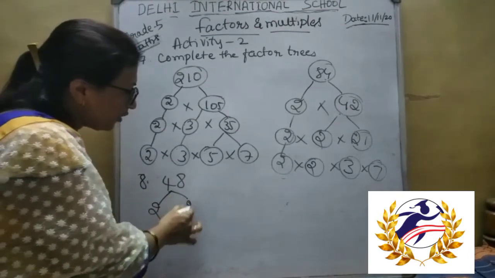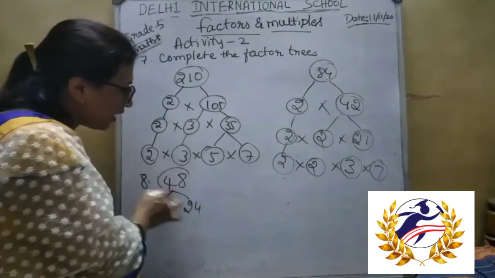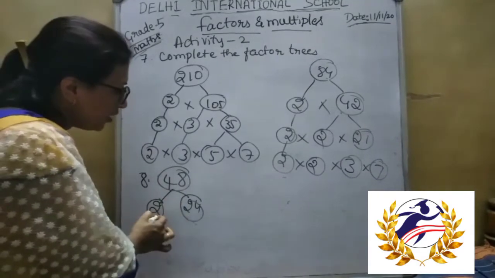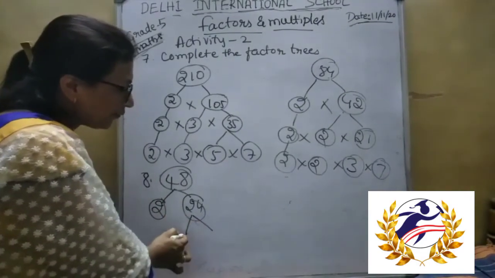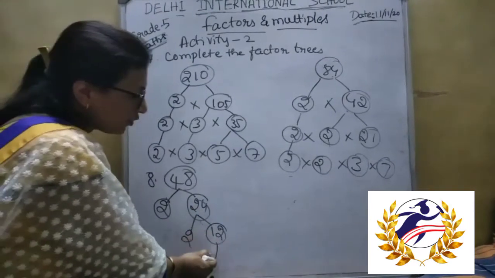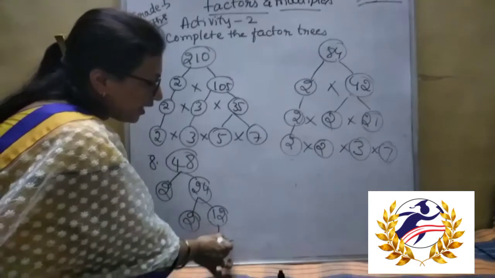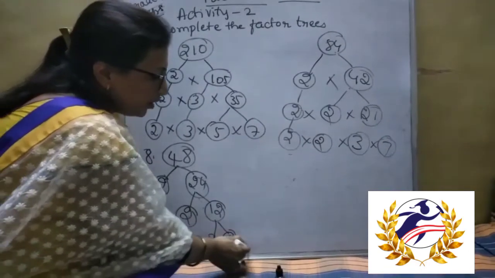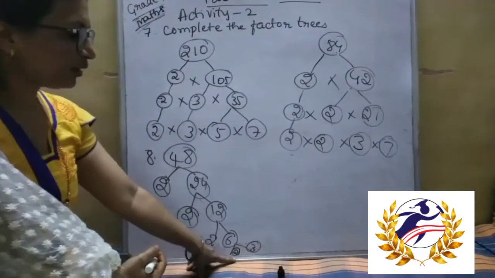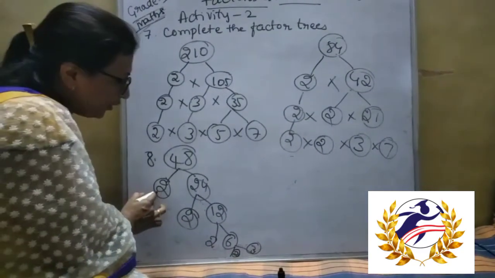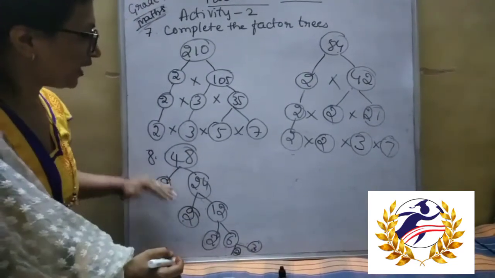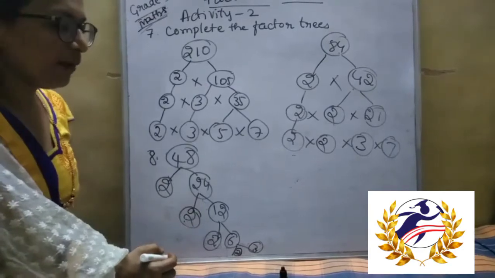So 2 2s are 2 4s are 8, 2 24s are 48. Again 2 is there: 2 12s are 24, 2 6s are 12, 2 3s are 6, isn't it? Like this, in the end we get 2 into 2 into 2 into 2 into 3. This is how we can do the factor tree method.